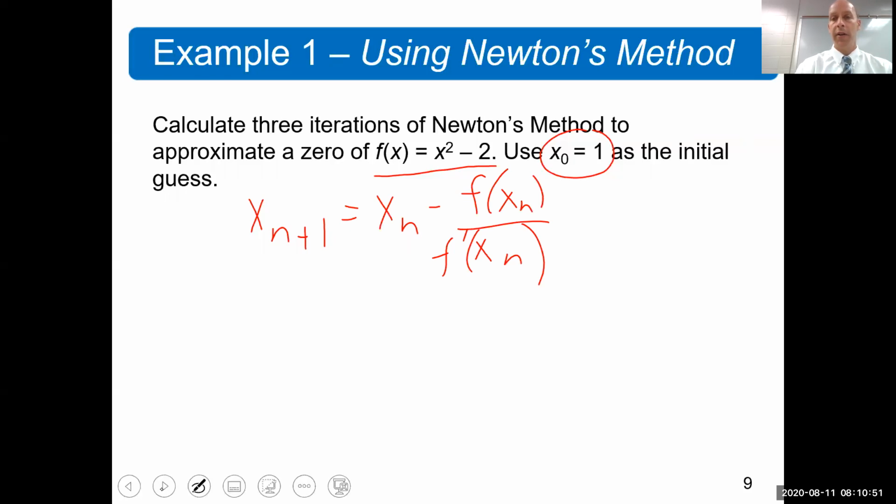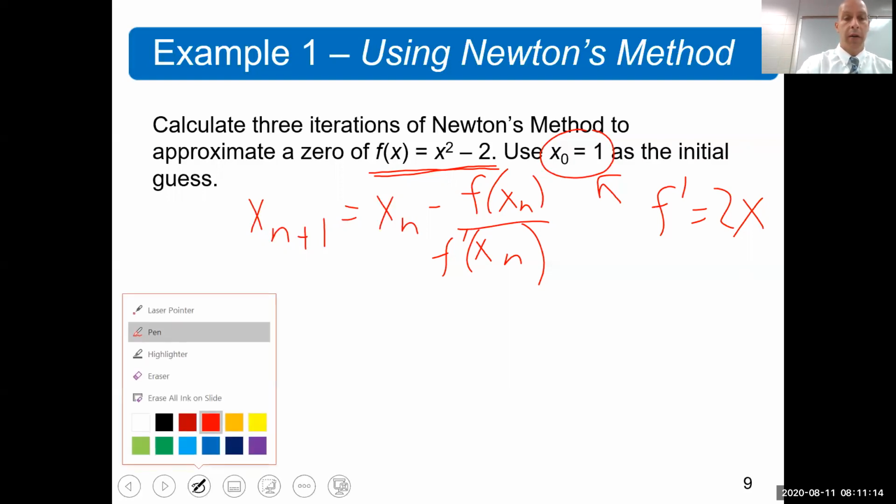So in this particular example, we already know what x sub 0 is. We already know what f of x is. What we don't know in this formula is what f prime is. And f prime is very simple. That's using our rules for derivatives. It's just power rules. So that's 2x. So now we have all that we need to know.